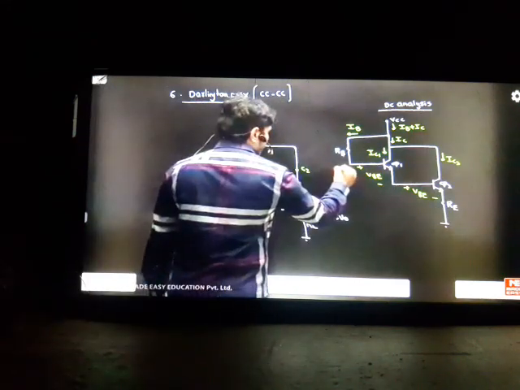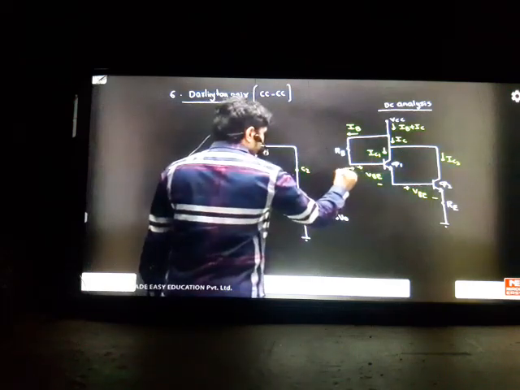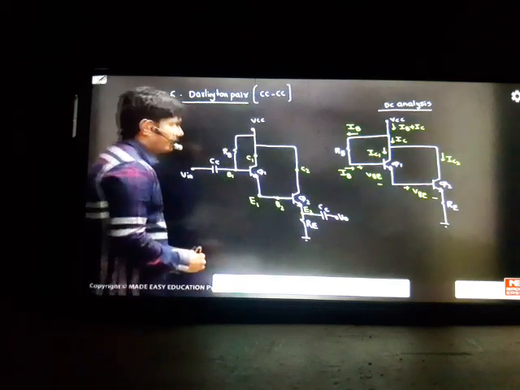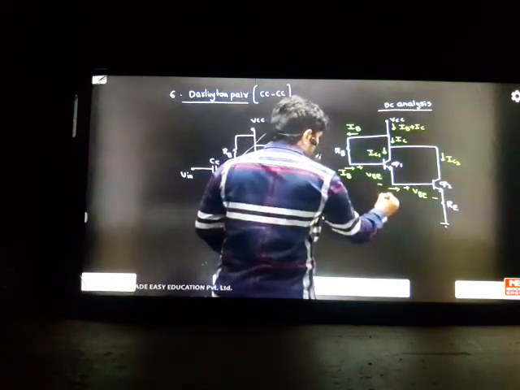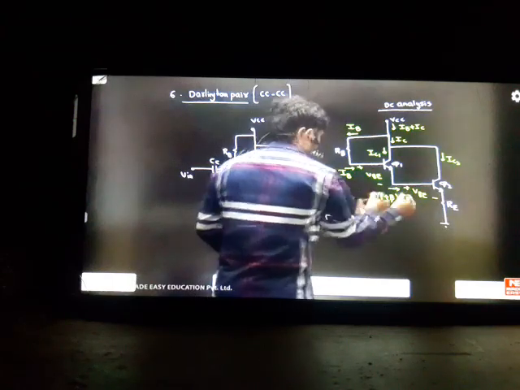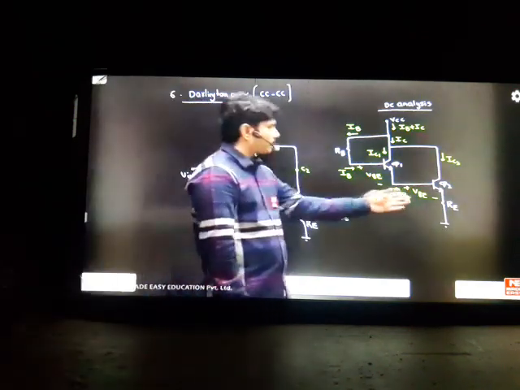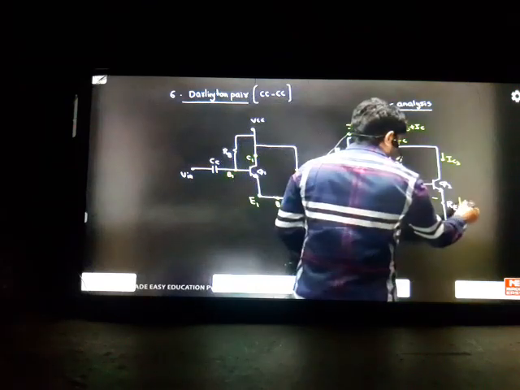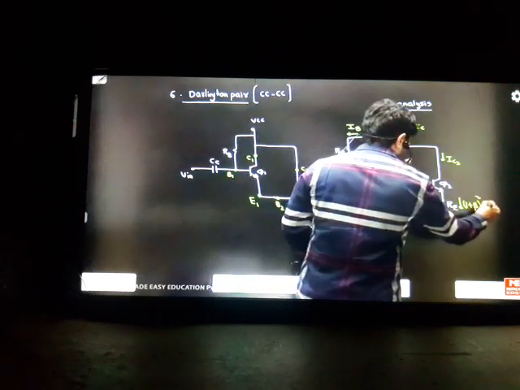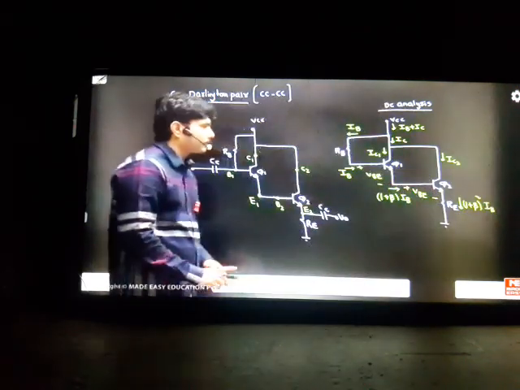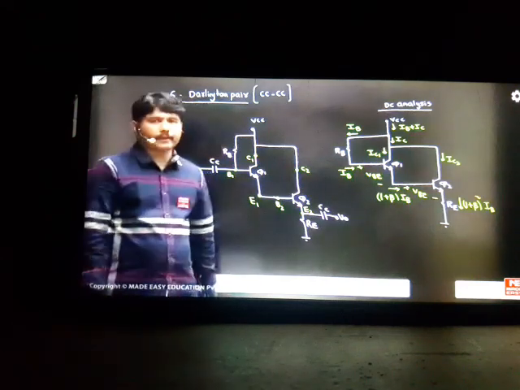Whatever current is coming here, this current is the base current. But whenever it comes to the emitter side, it will become (1 plus beta) times IB. So this is IB, this is IE. IE becomes (1 plus beta) times IB. Again, when this current goes to one more emitter, it becomes (1 plus beta) whole square times IB. You can see how the base current is flowing. At each and every step, the 1 plus beta factor is increasing.